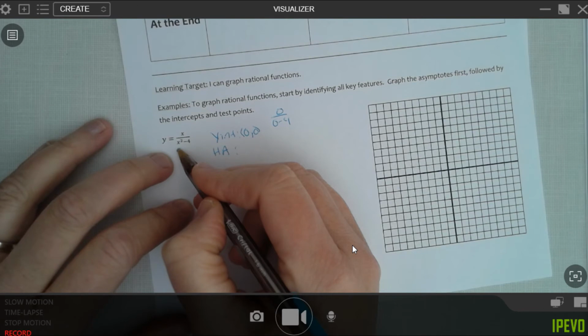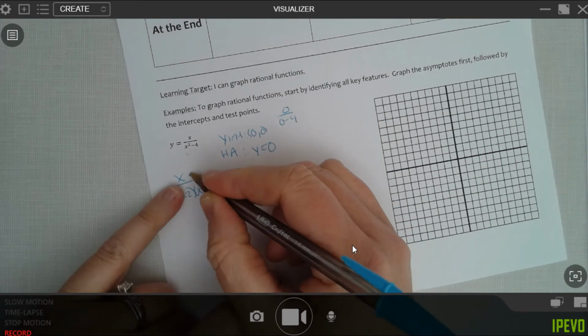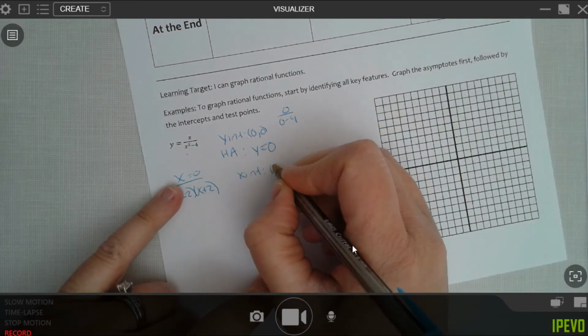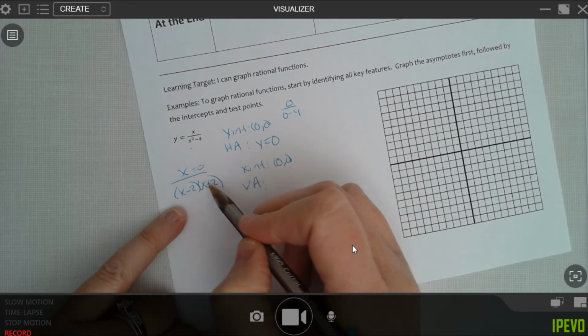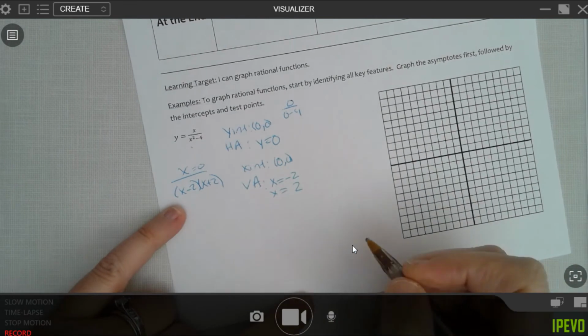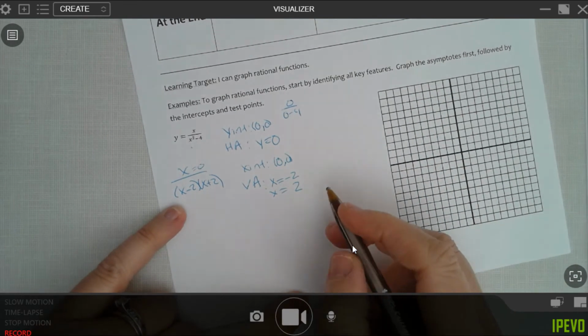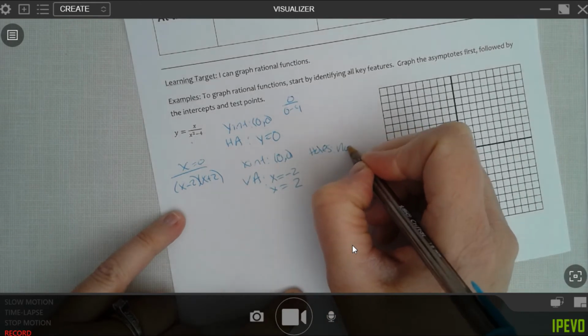Second, I have to factor. So now, the x-intercept is the top equal to 0. So my x-intercept is just x equals 0, so we just get (0, 0). The vertical asymptotes are my bottom equaling 0. So I'm going to get x equals -2 and x equals +2. I'm just trying to write the smallest to the largest. And then holes: there were no holes because nothing canceled out for me.